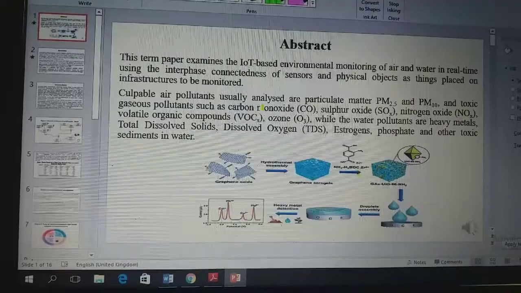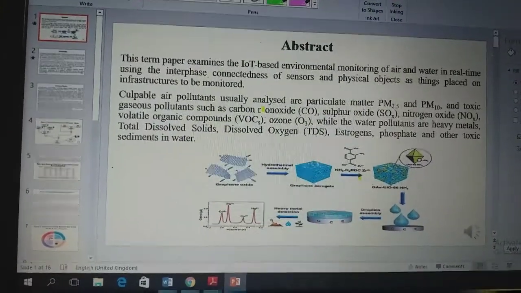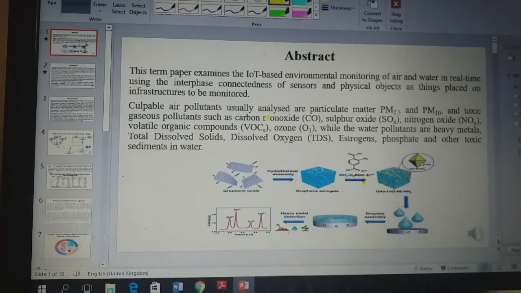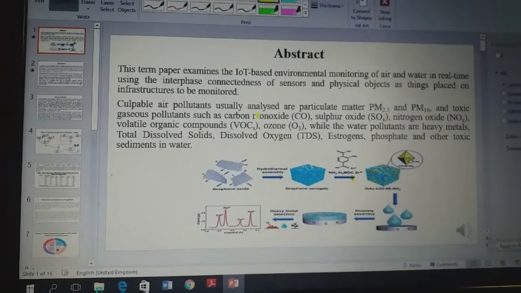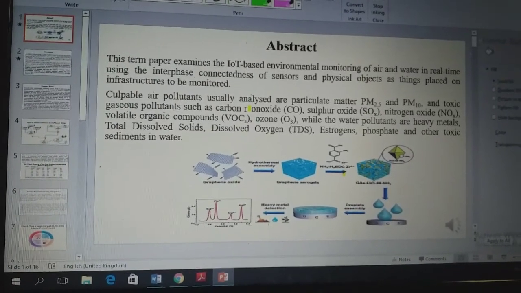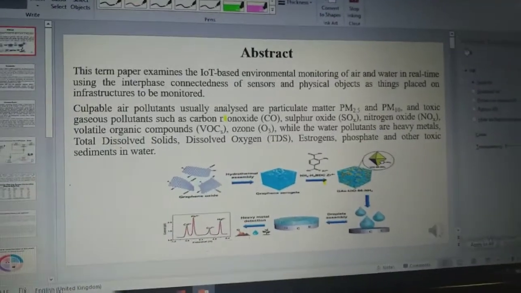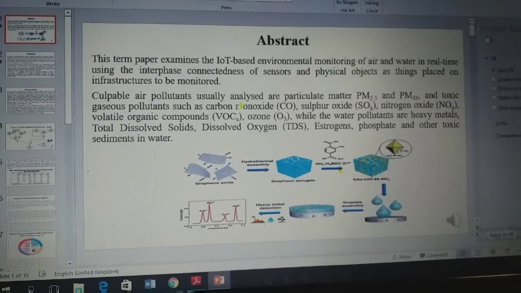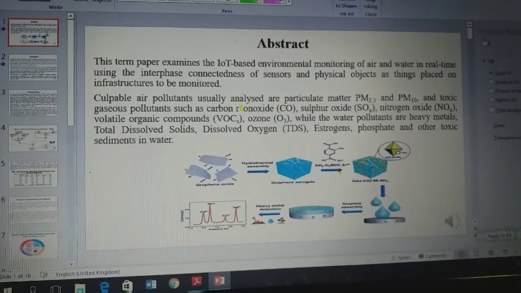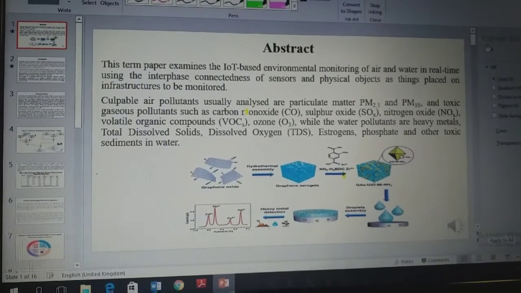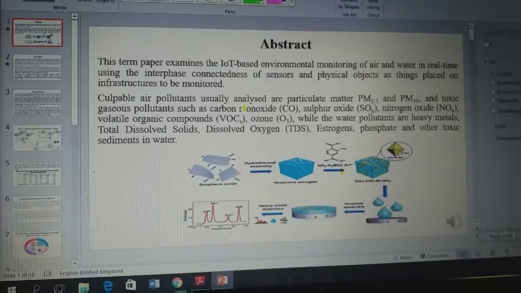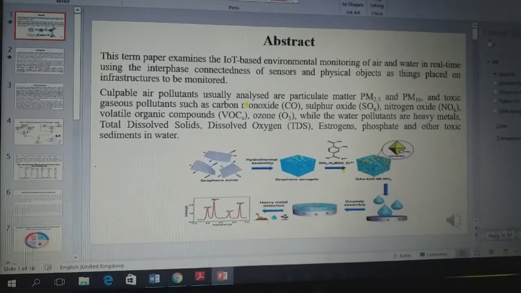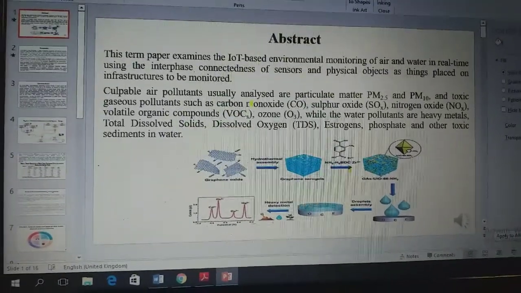So, it examines the IoT-based environmental monitoring of air and water in real time using interface connectedness of sensors, physical objects, chemical materials as things which are placed on infrastructures to be monitored. So infrastructure, it could be air, it could be the water. So what you do for air, especially if you're using wireless sensor networks, you can actually place the devices on either the rooftop of a house or an industry or the wall of a house, wherever it is that you.